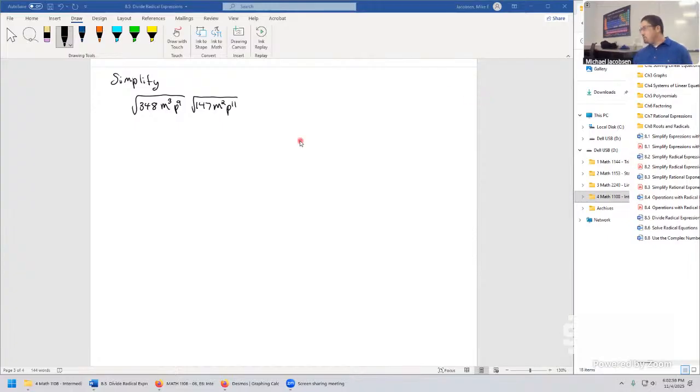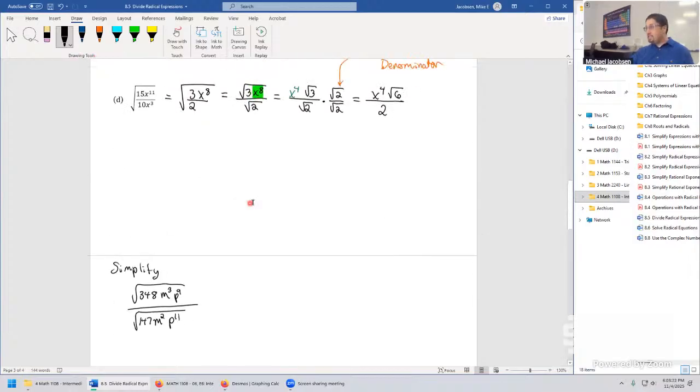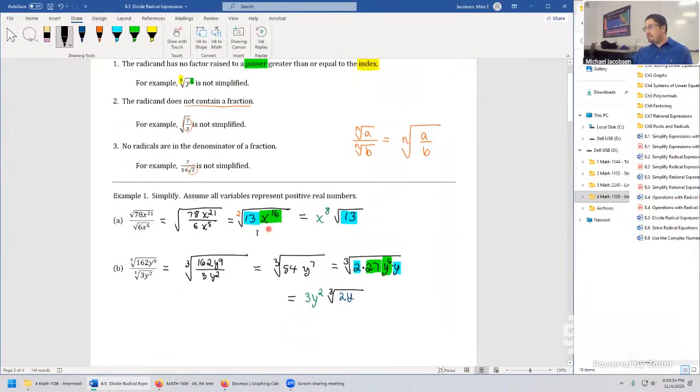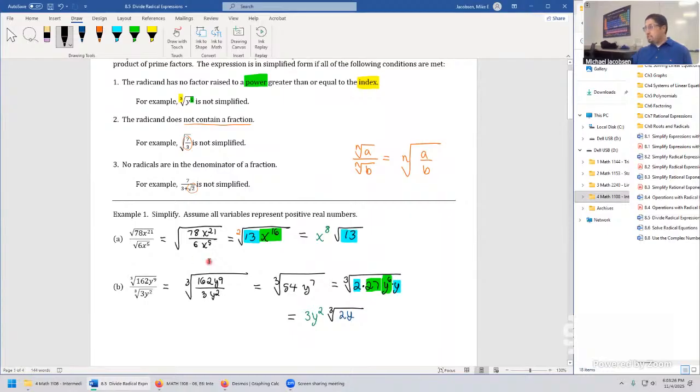Oh, gotcha. So it's divided by 147. In a way, that's nice because that means 348 over 147 might reduce a little bit more for us, making it a nicer problem. So over the square root of 147 m squared p to the power 11. I think this is a fantastic problem to start off the class. It's similar to the ones we were doing right up here, so a great warm up to get us started.